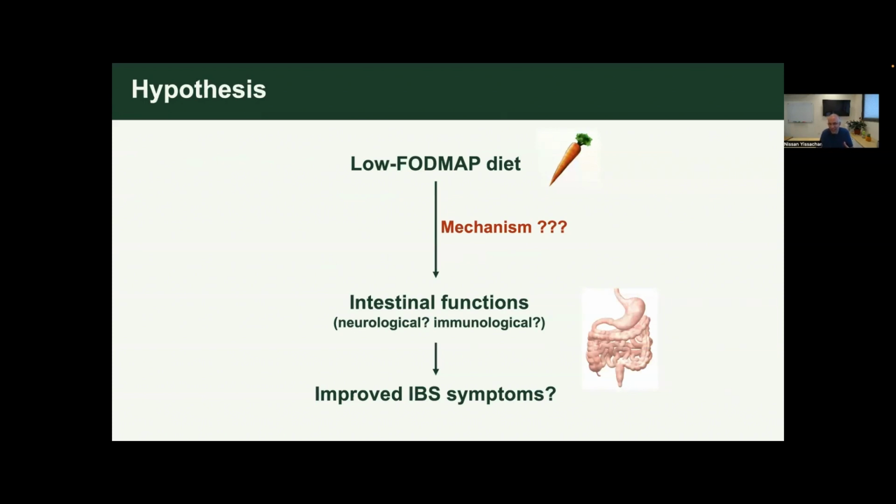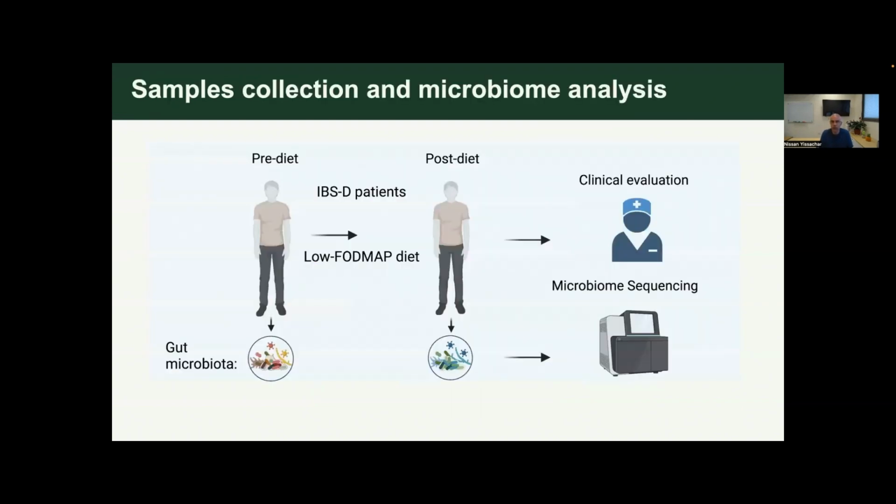What we try to ask in this project, basically, we know that diet is one of the major factors that affect microbiome composition. So we asked, what are the mechanisms by which low FODMAP diet positively affects IBS patients and ameliorates disease symptoms? The hypothesis was that maybe low FODMAP diet will change microbiome composition, which later on positively impacts intestinal functions, maybe neurological, maybe immunological, and eventually will improve and ameliorate IBS symptoms. How do we address this question?